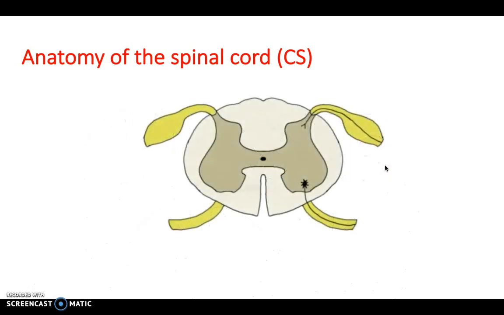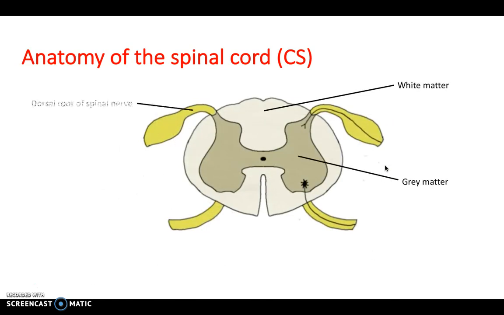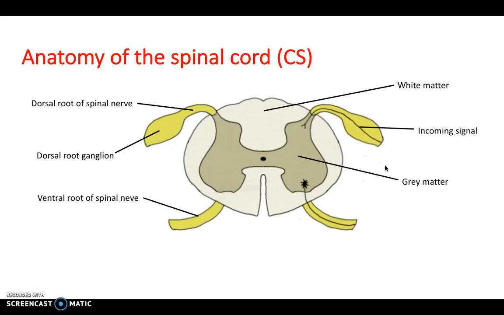This is exactly the same photo, just in a little bit more detail. So white matter, grey matter again, as we've pointed out. This is the dorsal root of the spinal nerve, and this is the dorsal root ganglion. This is the ventral root at the front, and what's really important about this is the signal that's coming in.